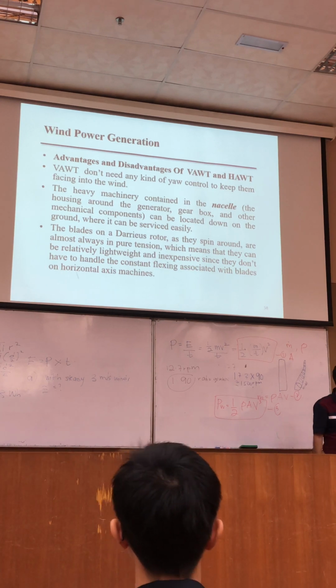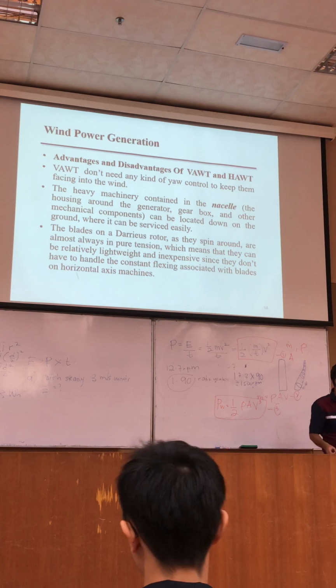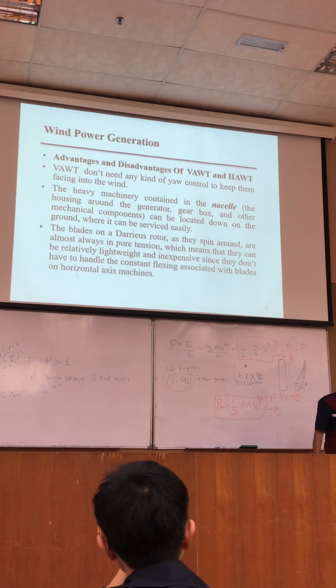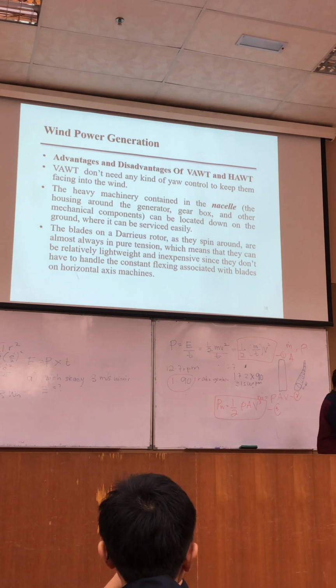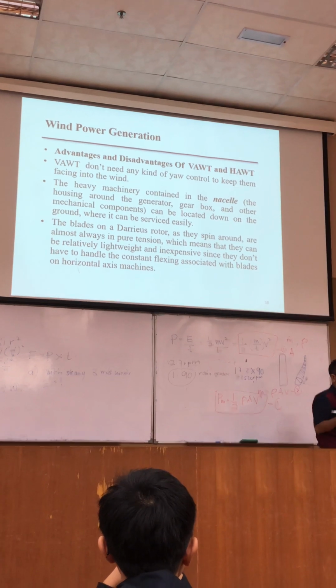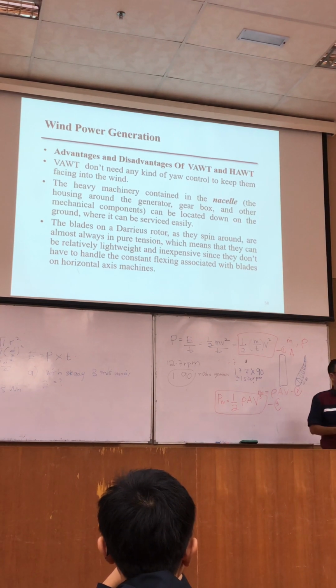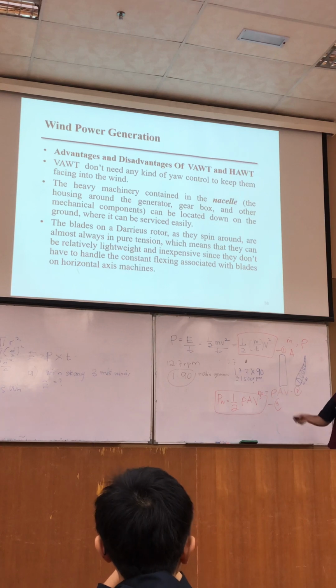How about this one? Let's say the movement of the wind can change. That's why we need yaw control, which is connected to the gearbox and coupled together with the generator. If the wind direction comes this way, it's fine, the rotor blade can turn. But if it comes from here, how do I capture it? It's not the same as the vertical one.